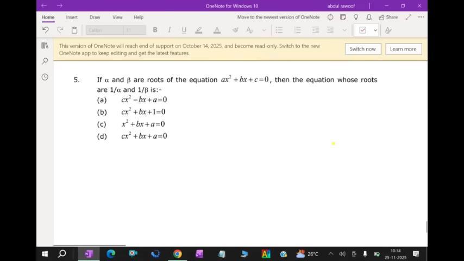Next question. If alpha and beta are the roots of the equation ax squared plus bx plus c, then the equation whose roots are 1 over alpha plus 1 over beta. Suppose take the sum of the root, 1 over alpha plus 1 over beta, which is equal to alpha plus beta over alpha beta. Sum of the roots.